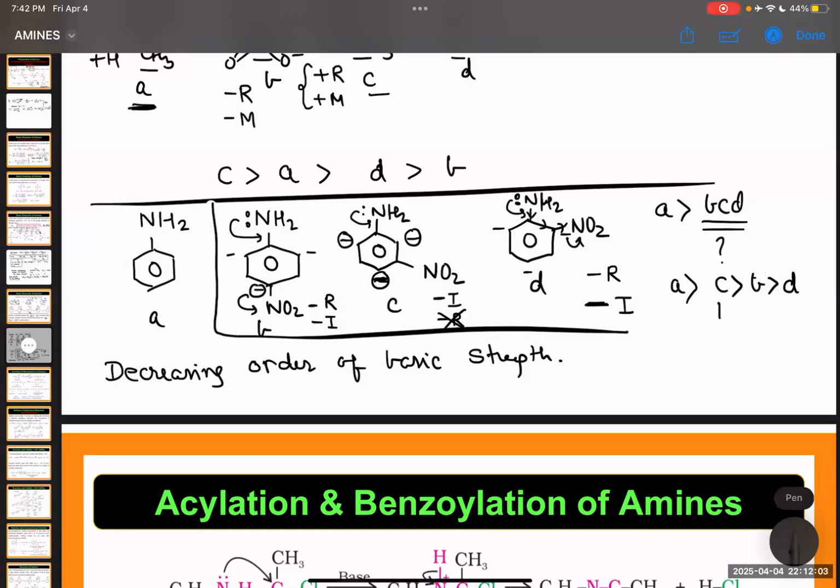Here in the case of C, you are having the NO2 group, which is exerting only minus I effect. In B, you are having minus R effect and minus I effect. In D, you are having minus R and strong minus I effect because it is closer to the NH2 group. So this is the order. Got it? So I hope this is clear to you. Very, very important. Okay, so this is the order of basic strength.